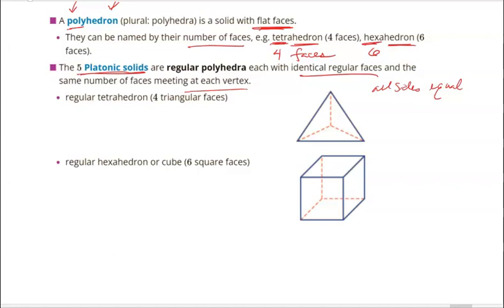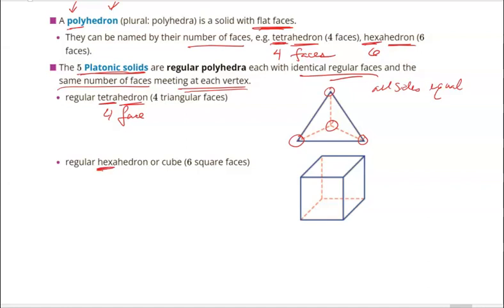So this is our regular tetrahedron, 4 faces, and those faces are equilateral triangles. So this is one equilateral triangle on the base, and then you can see behind that are each of these sides. They are regular, all sides equal, and if you look, we've got 3 triangles meeting at each of these corners, and the same number of faces meet at each vertex. So that's satisfied. That's one of our Platonic solids.